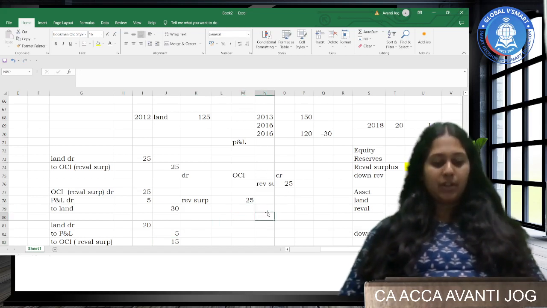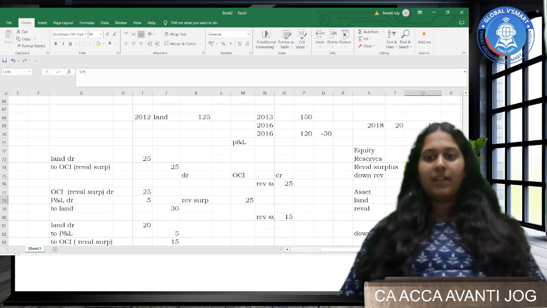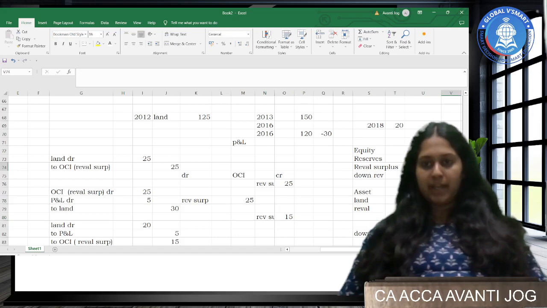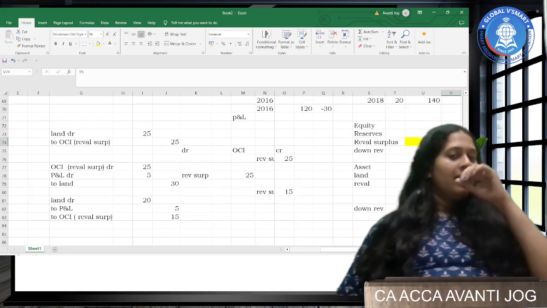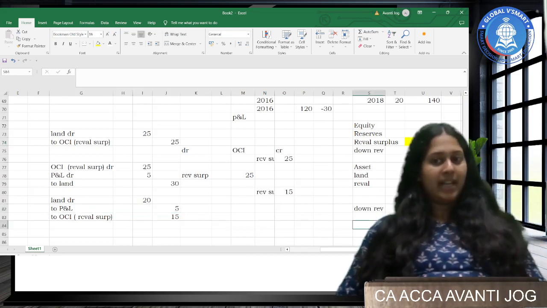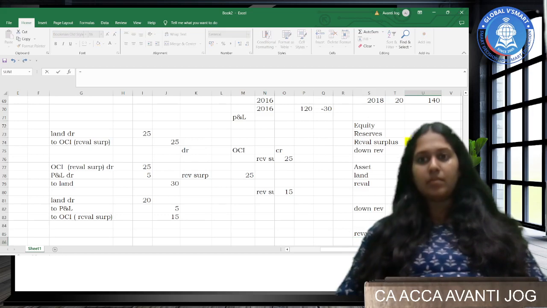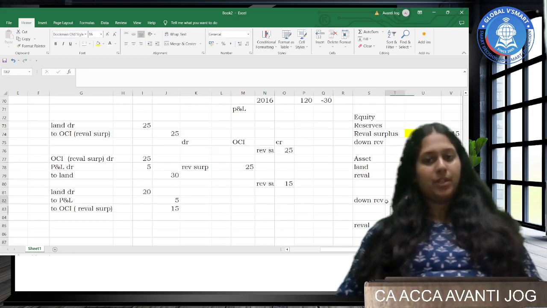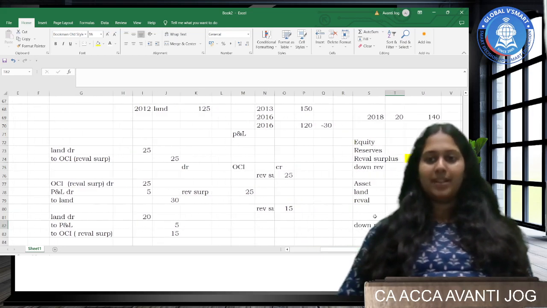So therefore revaluation surplus I take care only 15, not full 20. I don't have space here, so I will write 15. Pehle 0 ho gaya tha, plus 15. P&L ko main leke jaungi 5 credit side pe because it's a gain. And land ko again positive revaluation pura 20. So land will become whatever is the market value, which is 140. Okay. I hope all scenarios are clear for downward revaluation. Let's continue.